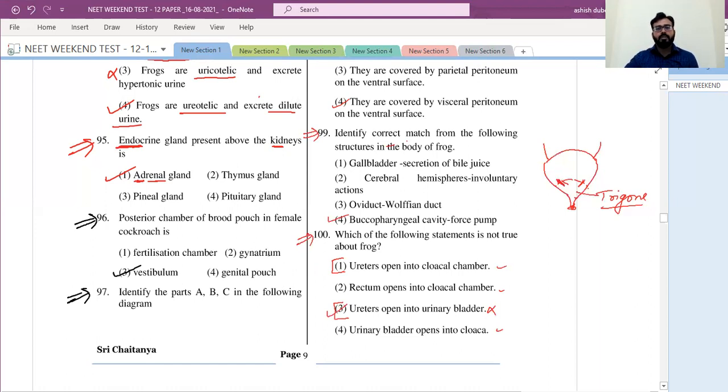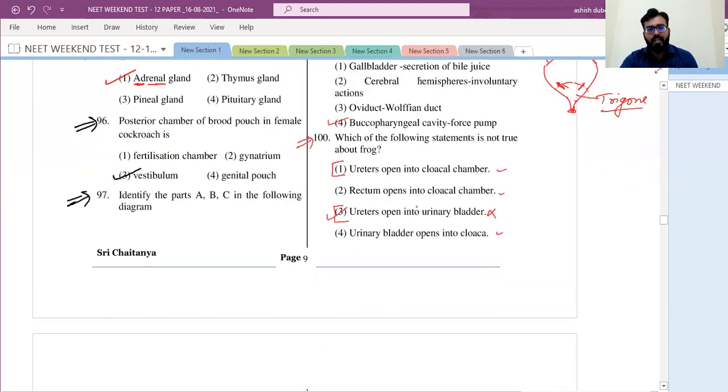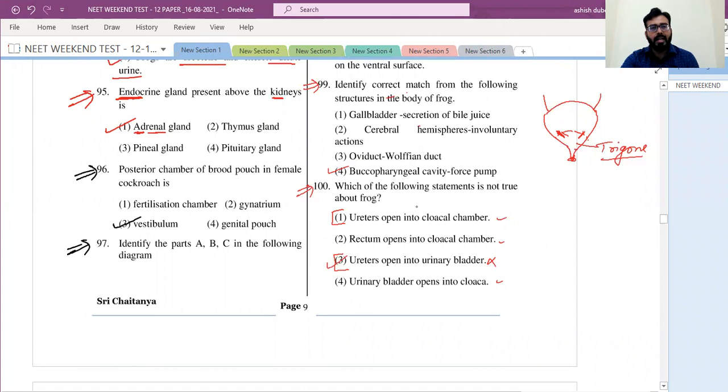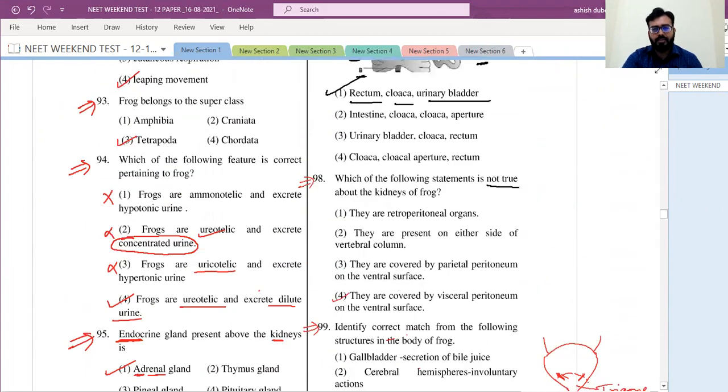So this was our paper. I hope you all have done well and will score maximum according to your capacity, and you will learn from this paper if you have made some mistakes.